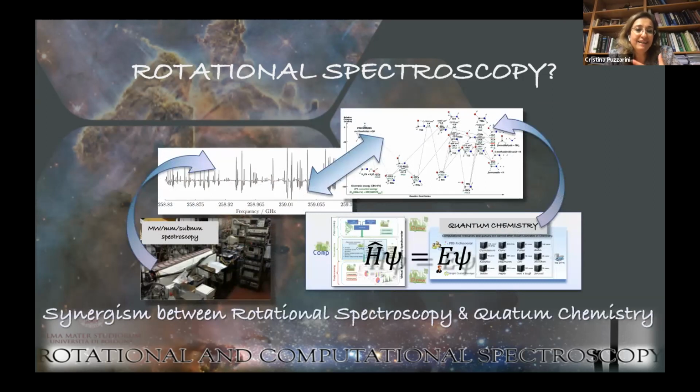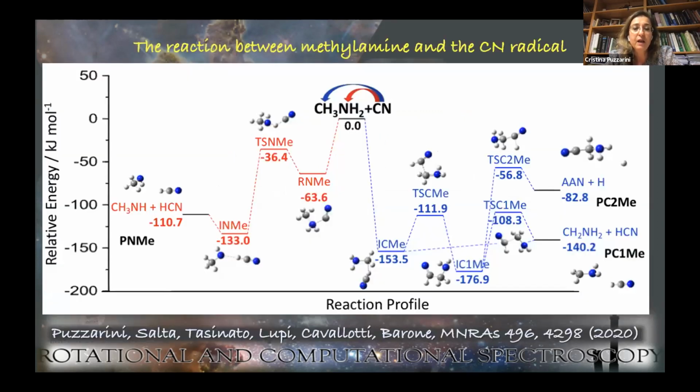So we can find a synergism between experiment and theory also in the fields of reactivity. So, well, not directly, but indirectly, yes. Because if this reaction mechanism and so this thermochemistry and kinetics is correct, then the reaction should produce this radical CH3NH and this other radical CH2NH2.